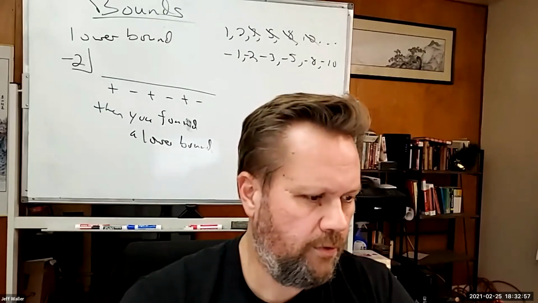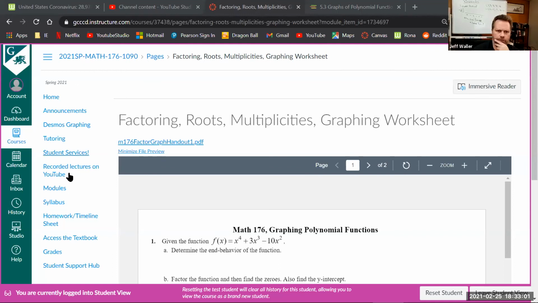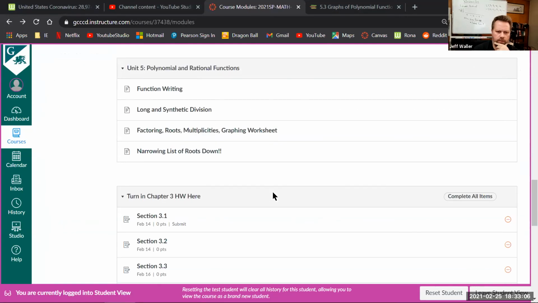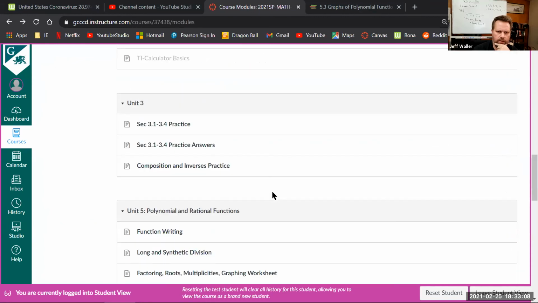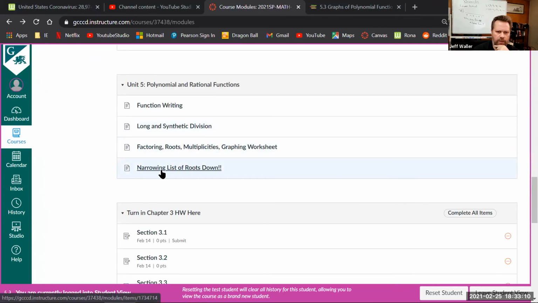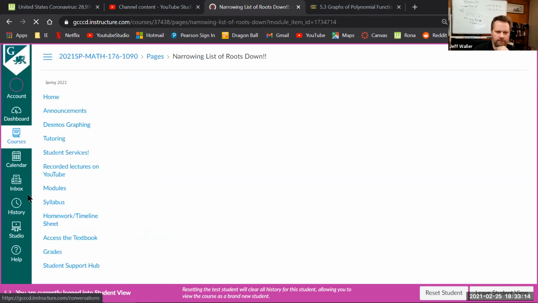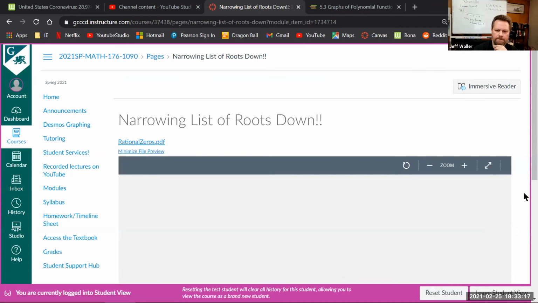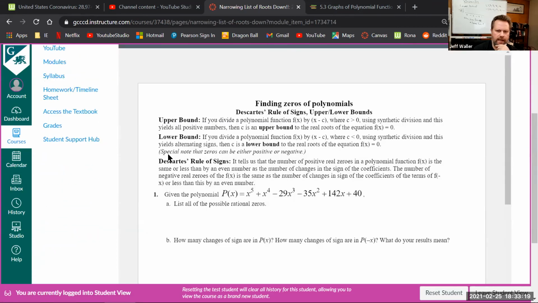All right, let me see. Let me pull this up here. Bam. So just real quick, I want to show you where it is. It's right underneath the one we just did. Narrowing lists of roots down. I forgot to make that. Oh, well, it doesn't matter. I've summarized at the top the idea of an upper bound, the idea of a lower bound, and Descartes' rule of signs.